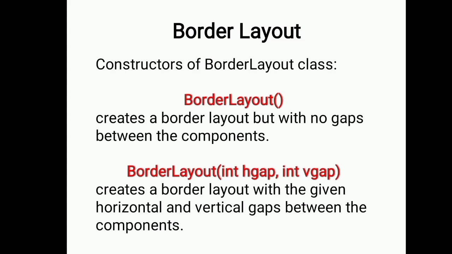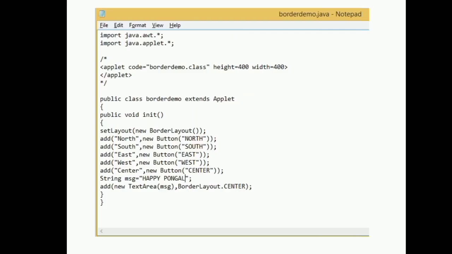See the constructors of the border layout class. BorderLayout with empty parentheses: this constructor creates a border layout with no gaps between the components. BorderLayout with int hgap, int vgap: this constructor is used to create a border layout with the given horizontal and vertical gaps between the components.